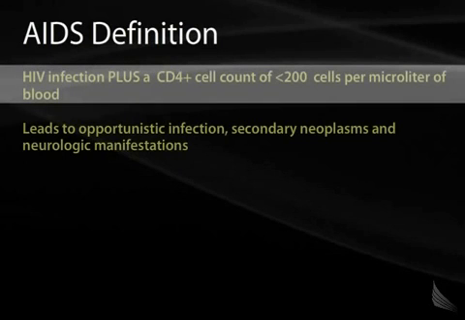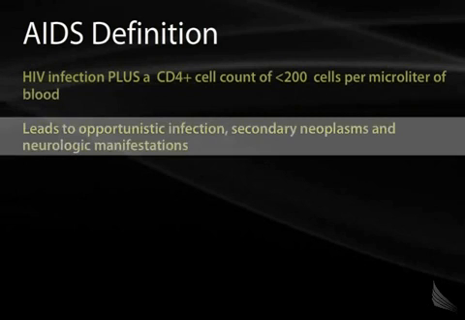AIDS is defined as HIV infection plus a CD4 count of less than 200 cells per microliter of blood. This leads to opportunistic infections, secondary neoplasms, and neurologic manifestations.